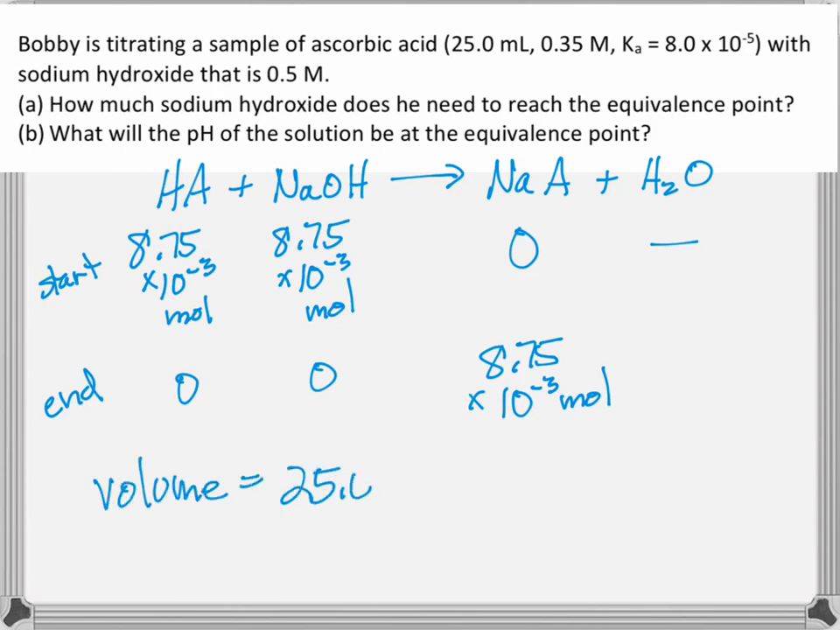But the volume matters here because we need the molarity so that we can figure out what the pH is going to be. So we're assuming our volumes are additive.